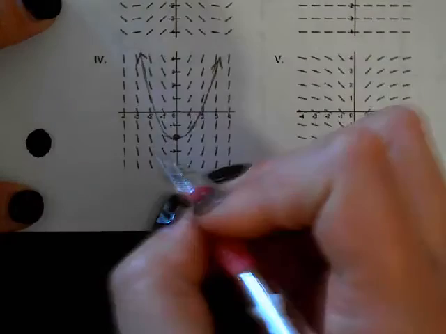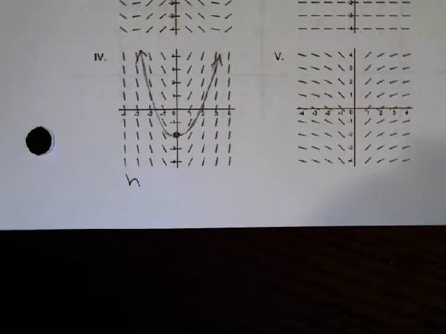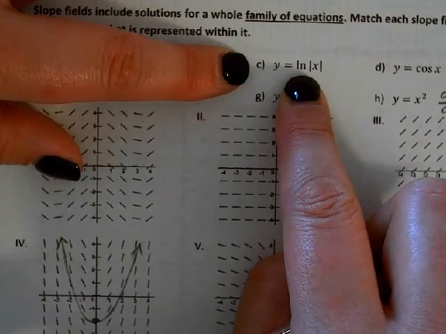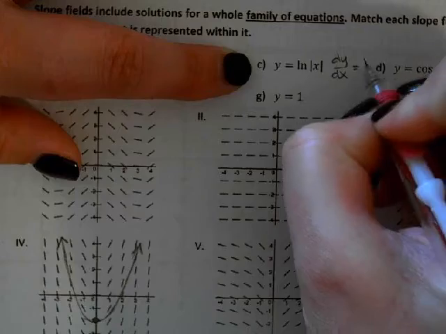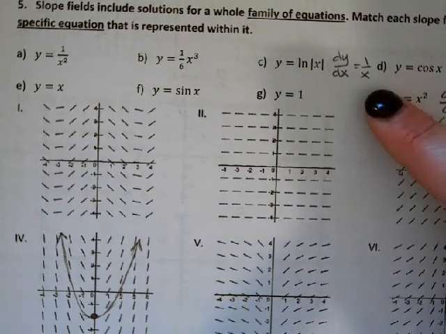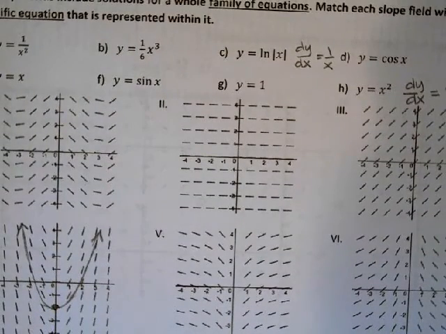Let's try another one. Which other one do you guys want to try? Try C. Okay, what's the derivative of ln x? Okay, so does anyone remember what an ln x graph looks like? No. You're thinking of a 1 over x squared graph.